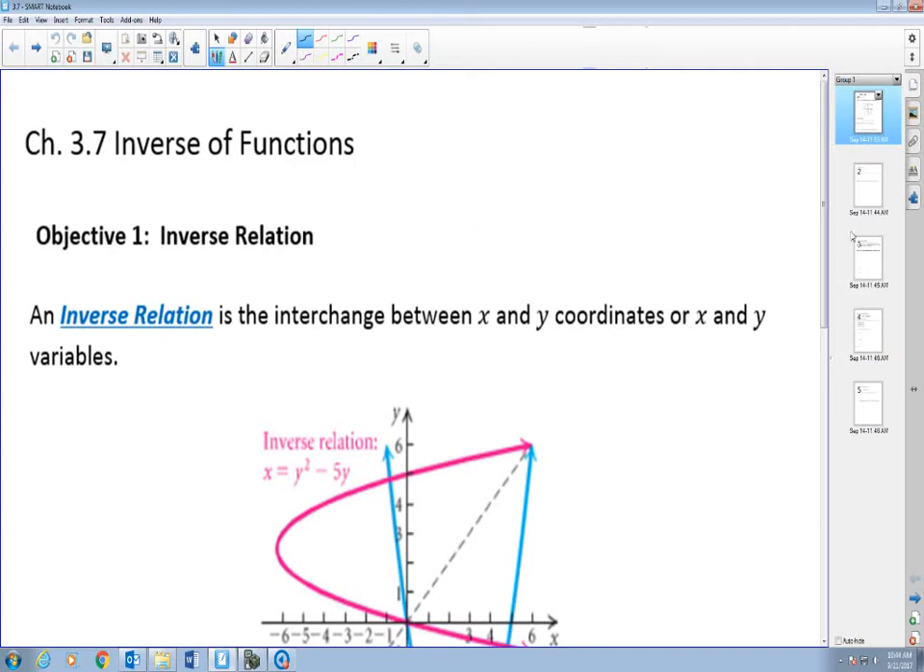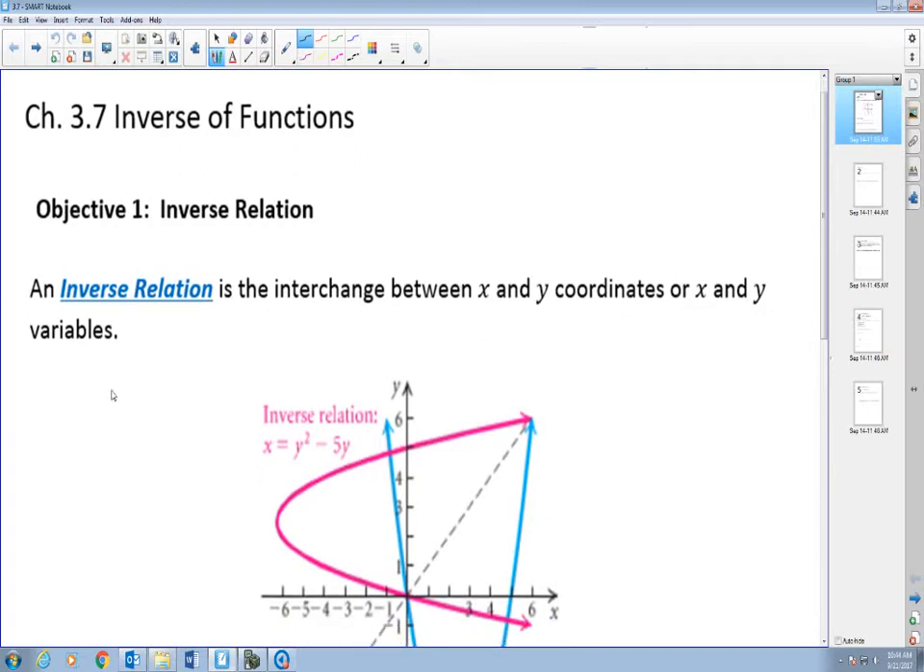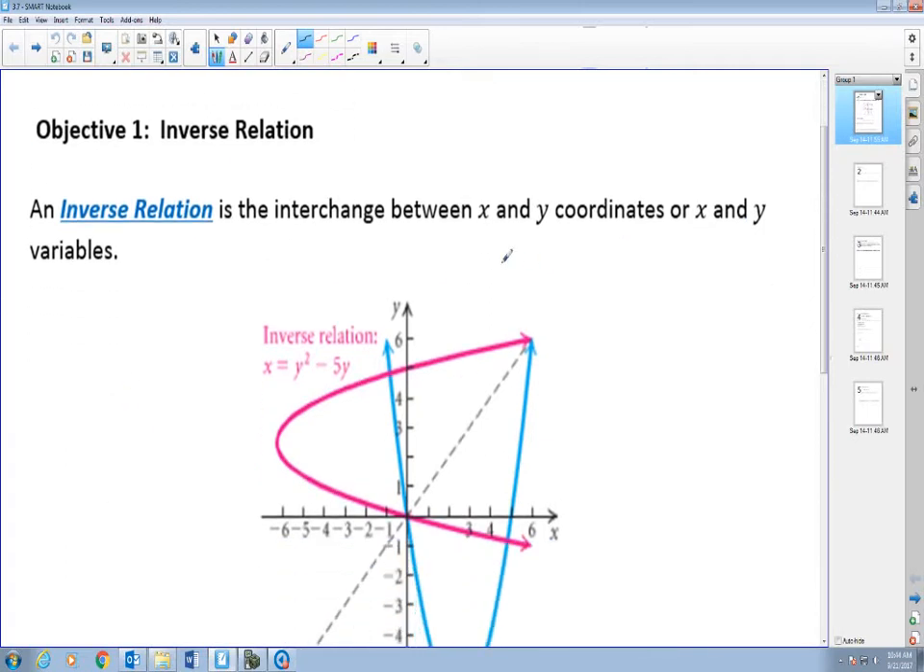The inverse of functions. So we've been talking a lot about functions. So the idea of inverse, right now I'm not calling it a function, I'm just calling it an inverse relation. It's the idea of interchange between the x and the y coordinates, or the x and the y variables. Inverse means the interchange between the x and y coordinates or the x and y variables.